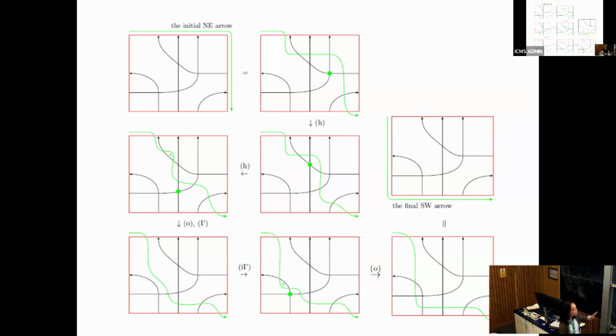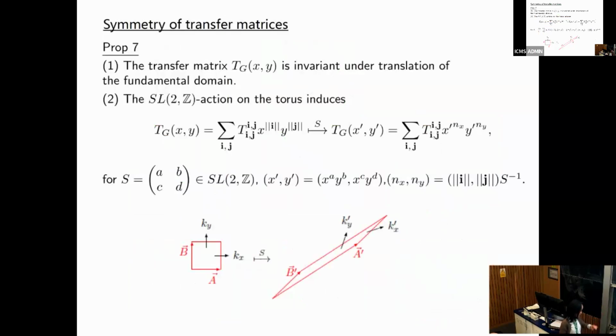So in this way, we move green arrows from northeast to southwest. I don't say that this move is unique. We have many, many choices. Then now we get commuting layer transfer matrices for admissible graph G. And so I'd like to mention the symmetry of these transfer matrices.